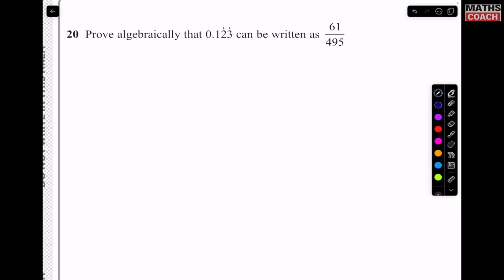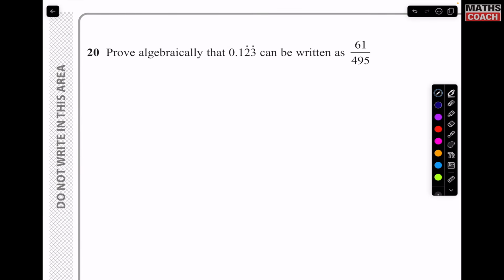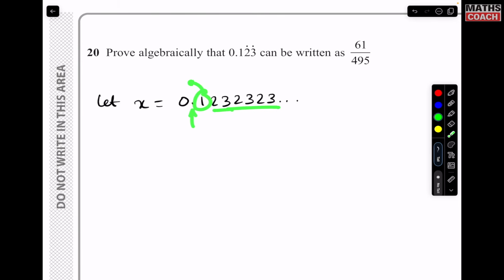All right, question 20. Prove algebraically that 0.12323 recurring can be written as that. That's basically recurring decimals. So where do we begin? Let's say x is equal to 0.12323. Remember, it's a 2 and 3 that are recurring. So what's the aim here? The aim is to get up to that decimal point, the recurring parts only, which is a 2, 3, 2, 3. Okay, so that 1 needs to jump over here. But we need to also think about taking something away afterwards.